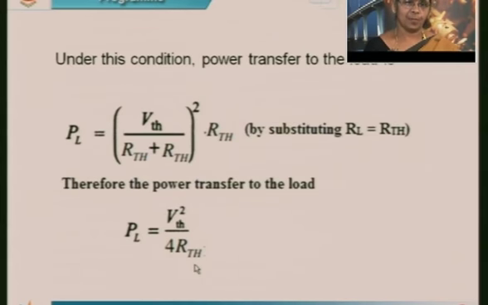So after finding the condition for maximum power, substituting the same condition here, we have got this particular expression for the load power which is being transferred, and also we say that it is the maximum.